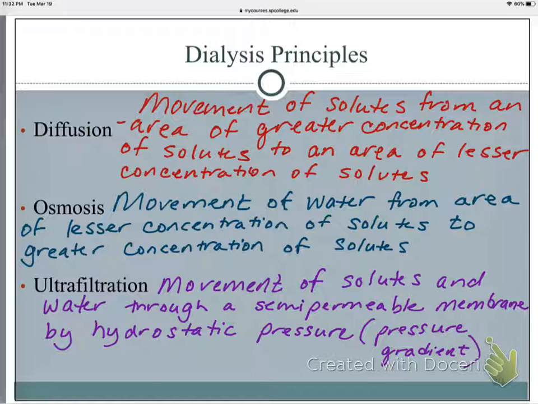So diffusion is the movement of solutes from an area of greater concentration of solutes to an area of lesser concentration of solutes. Osmosis is movement of water from an area of lesser concentration of solutes to an area of greater concentration. And then ultrafiltration is the movement of solutes and water through a semi-permeable membrane by hydrostatic pressure. So it uses a pressure gradient.